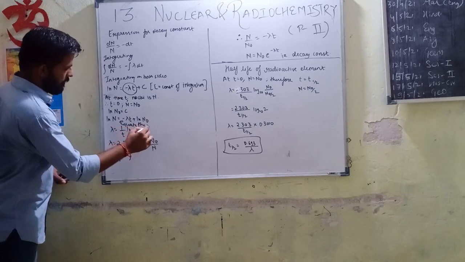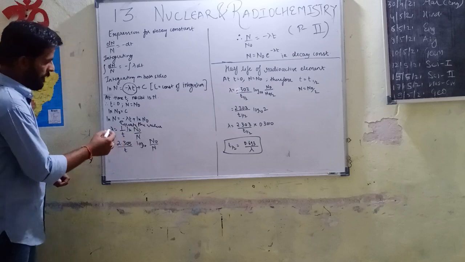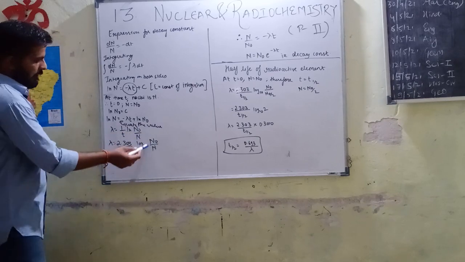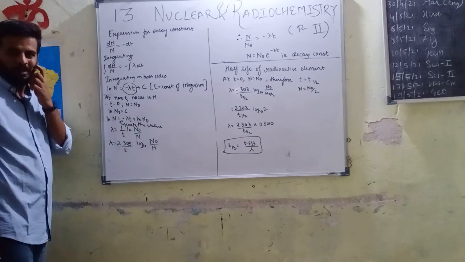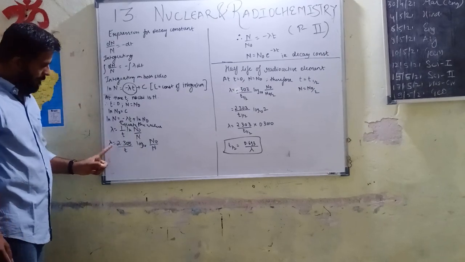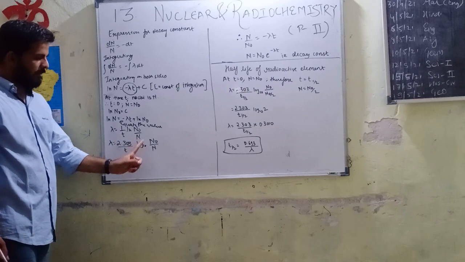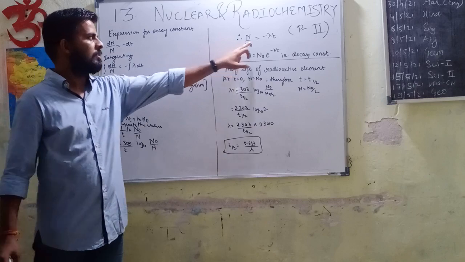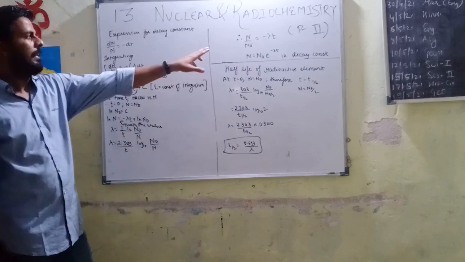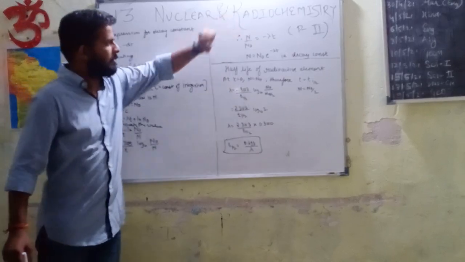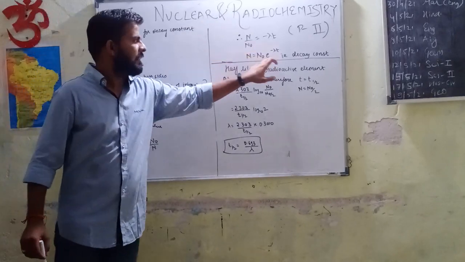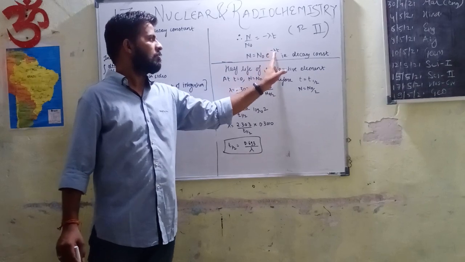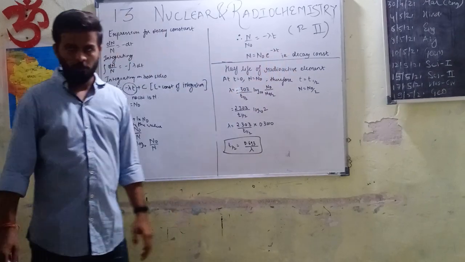Equate the value. We get the value for lambda. Lambda is equal to 1 by t ln n0 by n. Now applying log to the base 10, lambda is equal to 2.303 by t log to the base 10 n0 by n. Therefore, n by n0 is equal to e raised to minus lambda t, and we get this decay constant. N is equal to n0 e raised to minus lambda t. That is your decay constant.